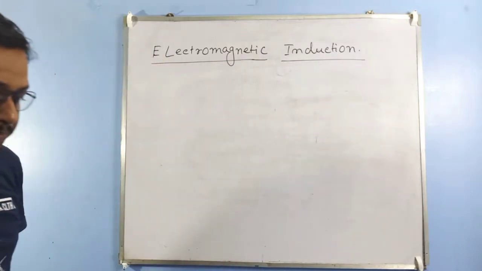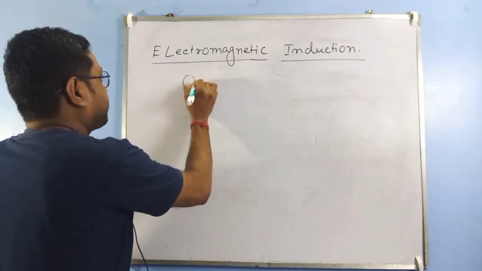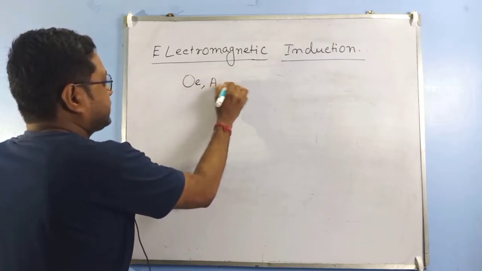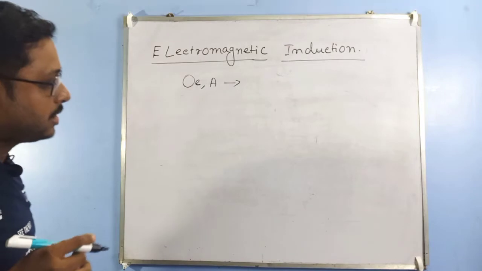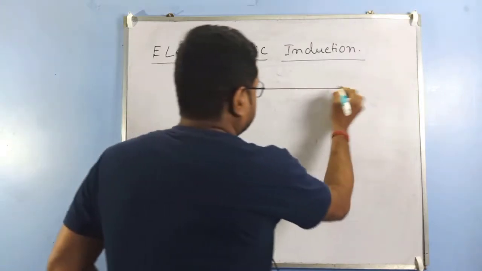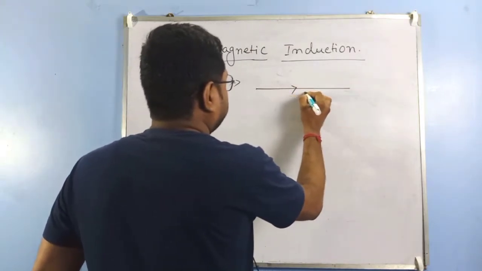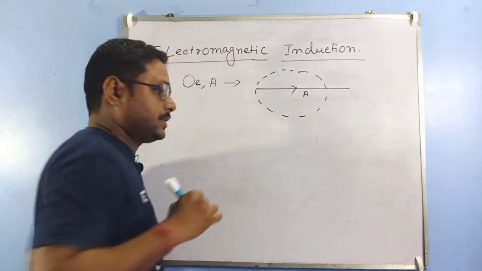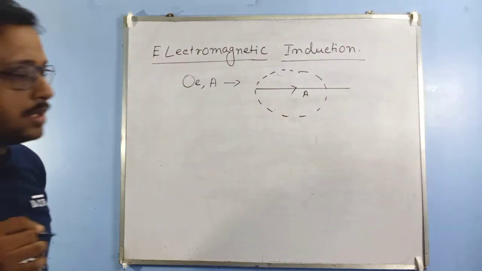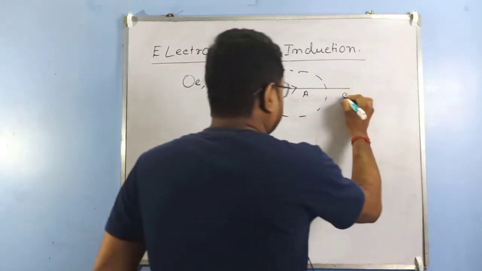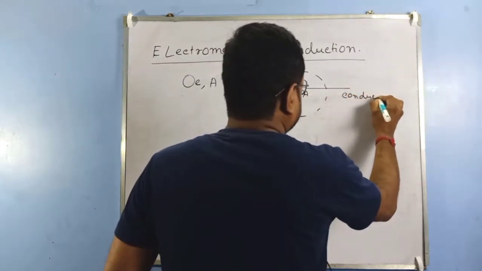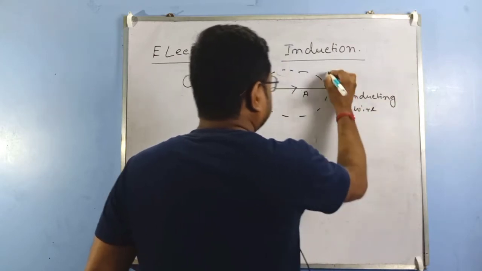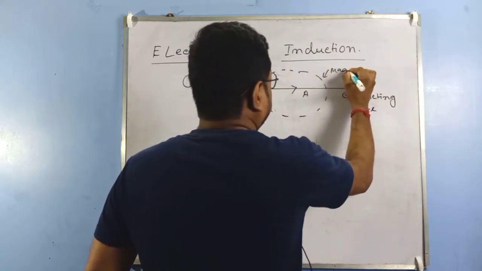Many years ago, Oersted and Ampere discovered that when there is a flow of charge or current, then a magnetic field will occur around it. When current is passed through a conducting wire, then a magnetic field will be created.